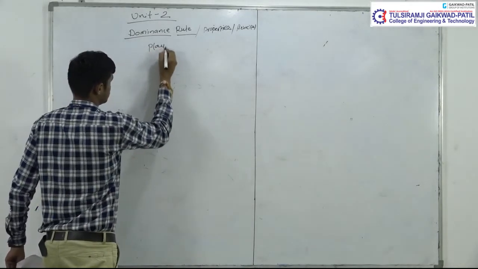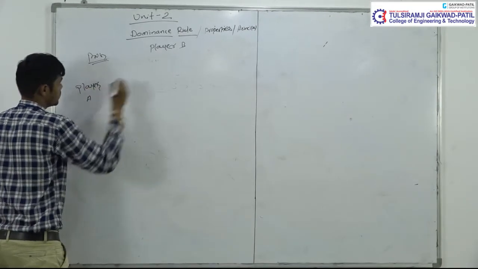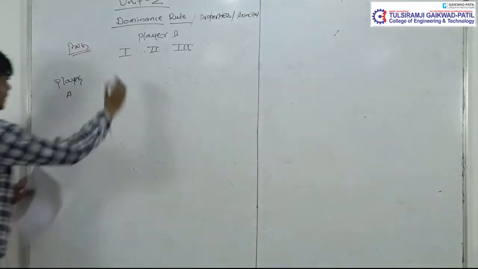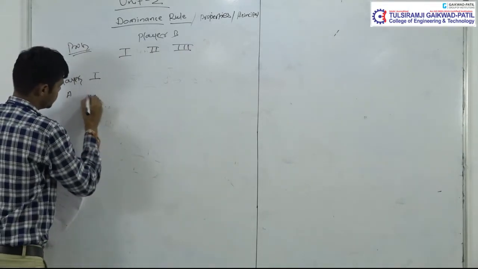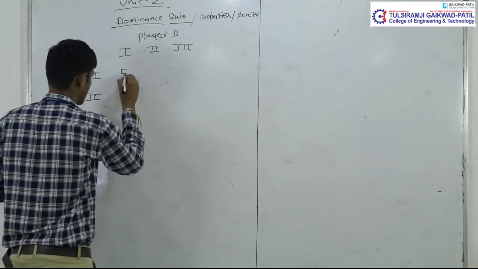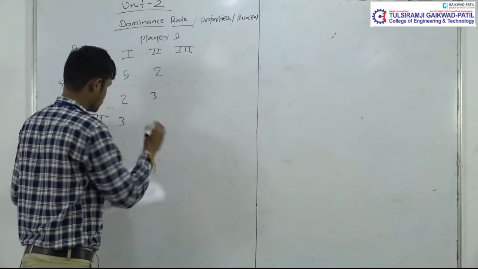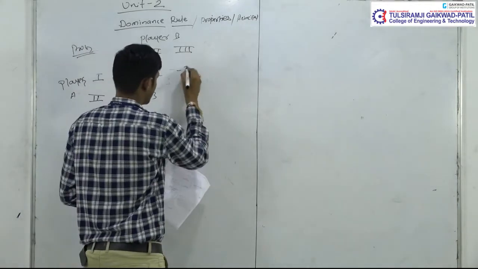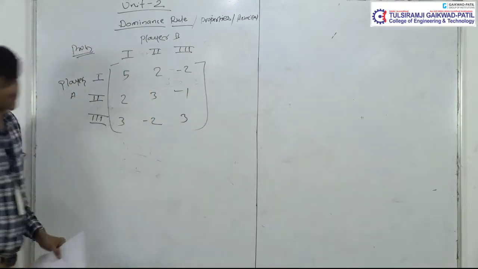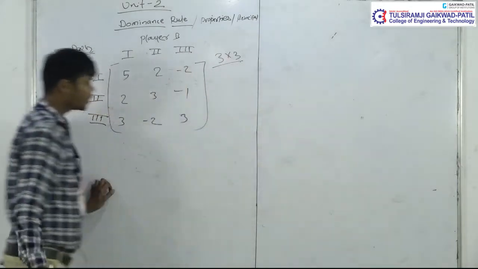Player B and player A have strategies 1, 2 and 3. The player is given 3 strategies. The values are 5, 2, 3, 2, 3, minus 2, then minus 2, minus 1 and 3. The given matrix is 3 by 3, converted into 2 by 2.